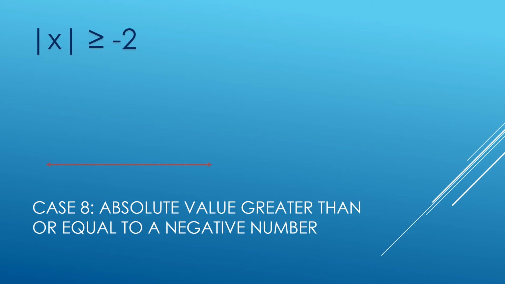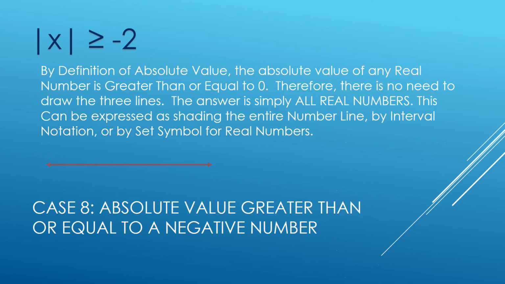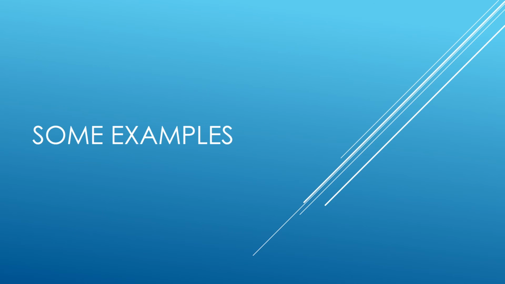And identically, case 8, absolute value greater than or equal to a negative number. For the same reason, all real numbers is a solution. We could shade the entire number line, use the interval notation for real numbers, all real numbers, or use the set symbol. Great. Now let's take a look at some examples.